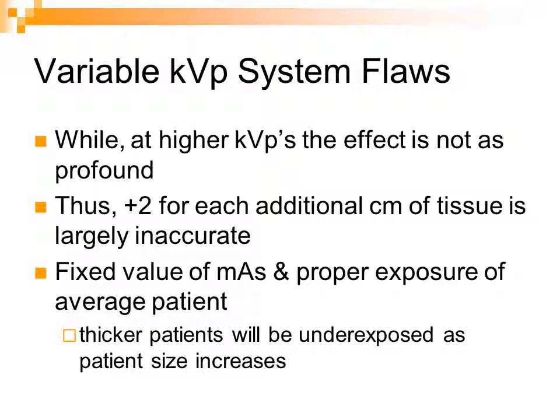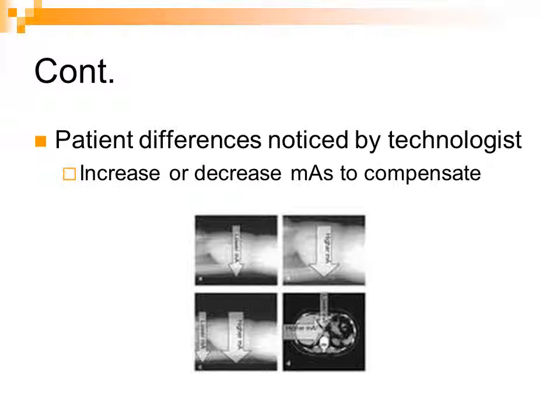Some more variable system flaws. At higher kVps, the effect is not as profound. Thus, plus 2 for each additional centimeter of tissue is largely inaccurate. Fixed value of mass gives proper exposure of the average patient. Thicker patients will be underexposed as the patient size increases. Patient difference is noticed by the technologist, so you should compensate with an increase or decrease in mass. And we've talked about that previously, so we know that a thin patient may need less dose compared to a very large or obese patient.